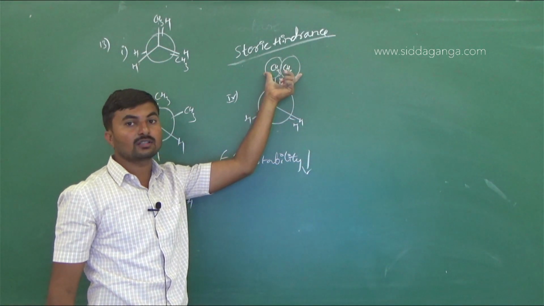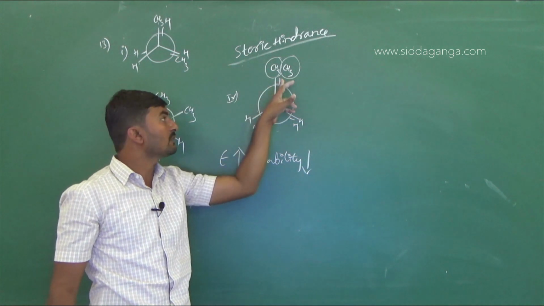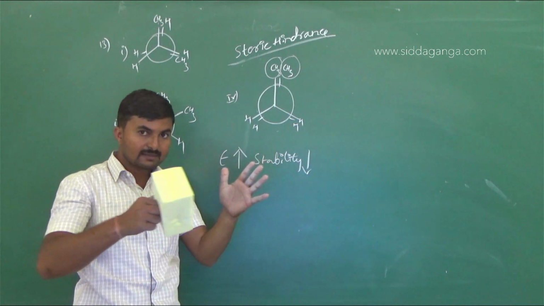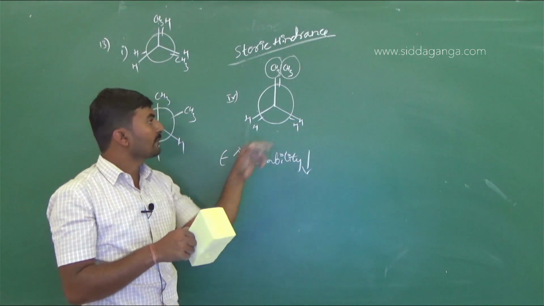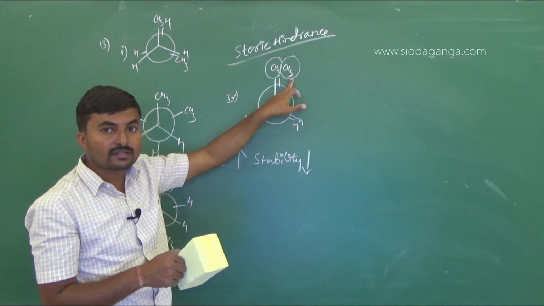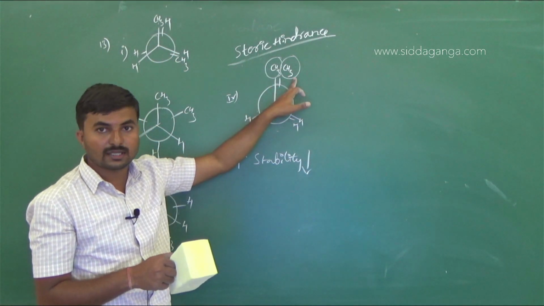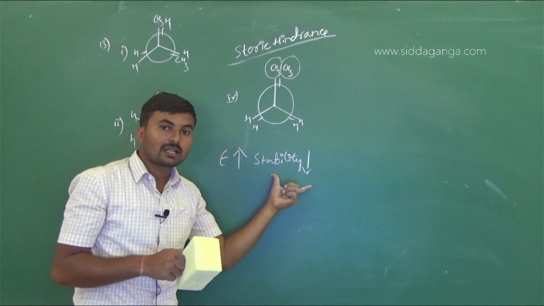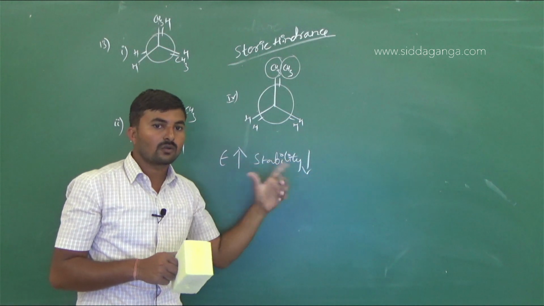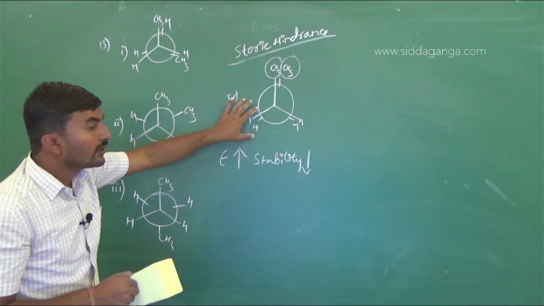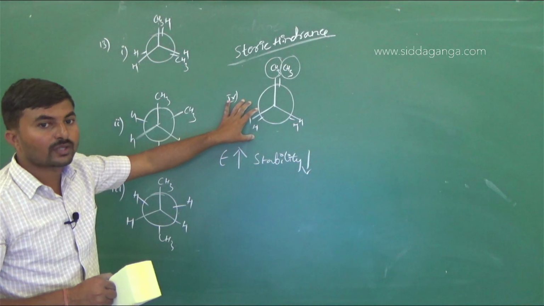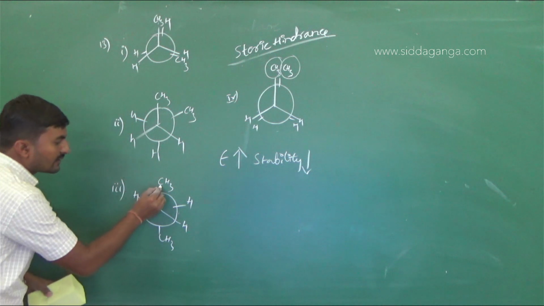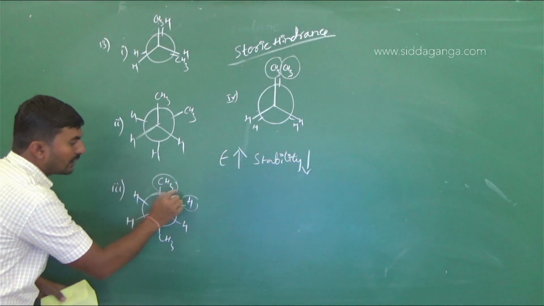These two bulkier groups experience repulsive interactions. Because of those repulsive interactions, as the repulsions between the bulkier groups increase, there will be an increase in the energy. With the increase in the energy, the stability of the molecule decreases. So this will be the least stable conformation of butane. Okay, when we compare this with the rest of these three, here look, the CH3 group, the bulkier group, and the hydrogen group are properly spaced.